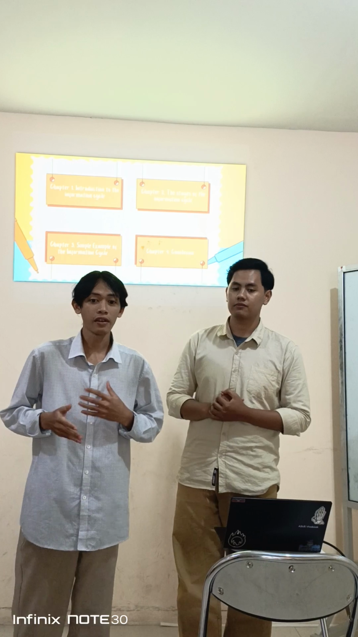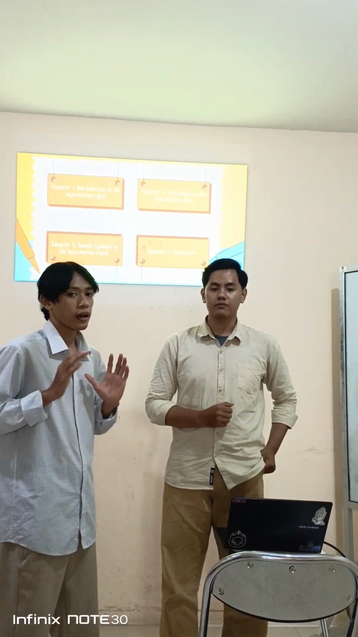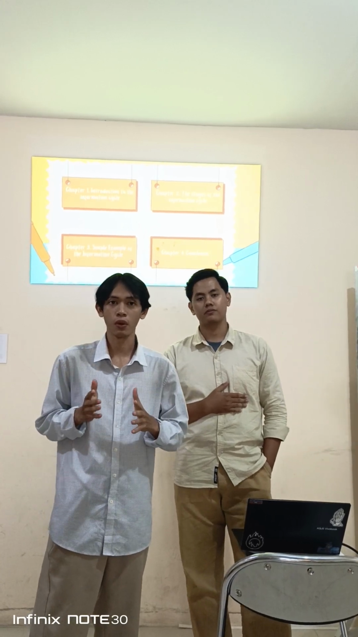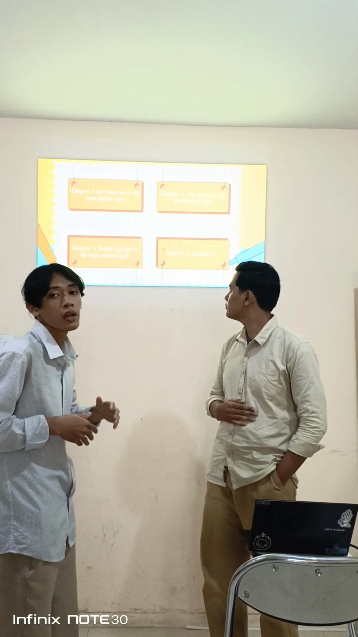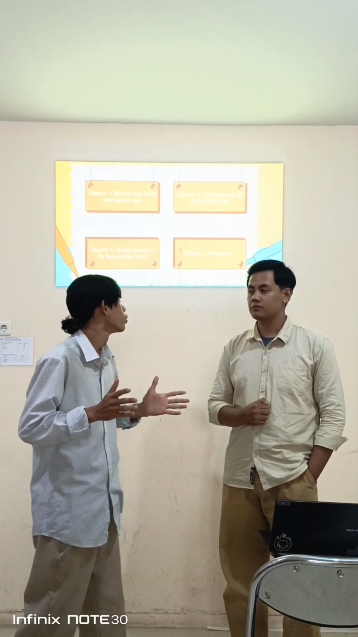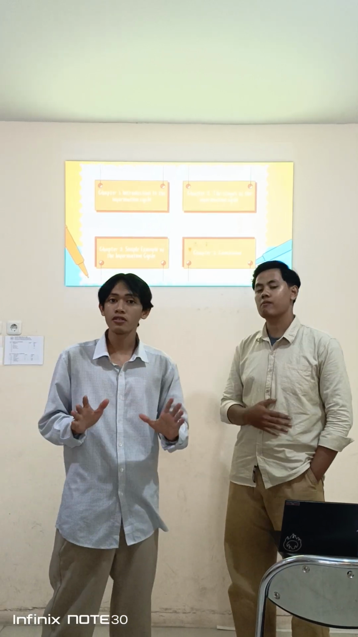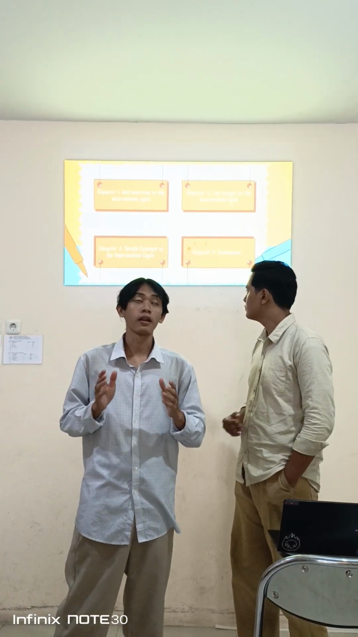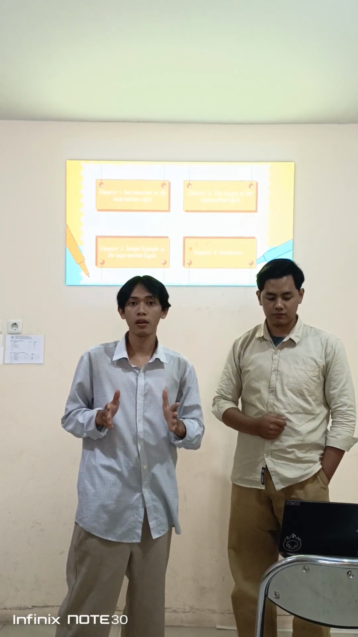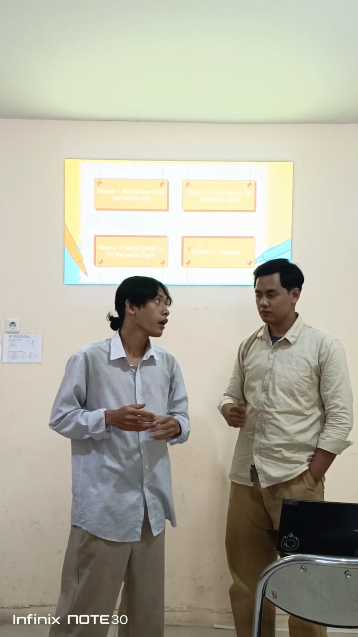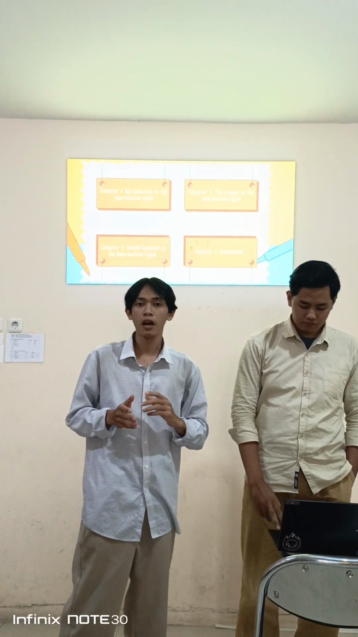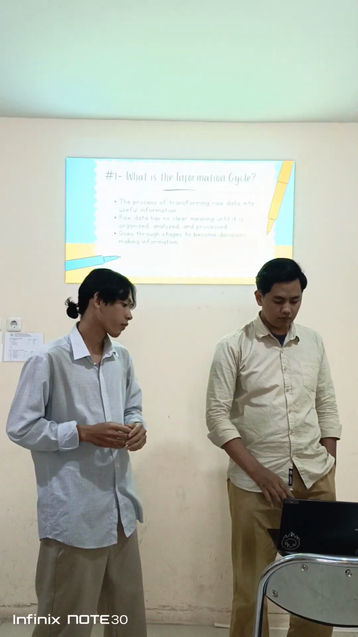Okay, I will explain the presentation structure. Today's material is divided into four main parts to make it easier to follow. In the first chapter, we will explain the definition of the information cycle, and then in chapter 2, we will explain the stages of the information cycle. After that, in chapter 3, we will discuss how the information cycle works in various fields. And the last is the conclusion. So that's the presentation structure. Now let's get to the discussion.